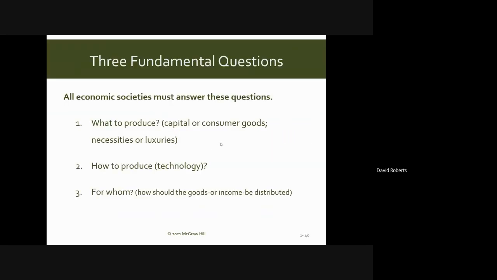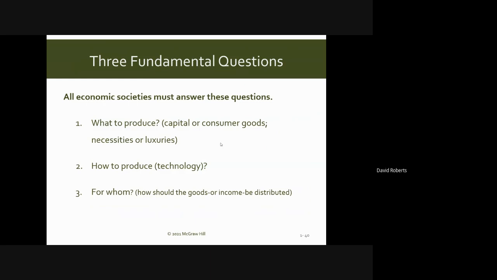Economic questions, what to produce, and again, the trade-off between capital goods or consumer goods. We need to have capital goods, otherwise our equipment and technology will fall behind. We can't just produce only consumer goods. And again, the difference between necessities and luxuries. So like public housing, low income housing, and then you have luxuries, which would be like a mansion.